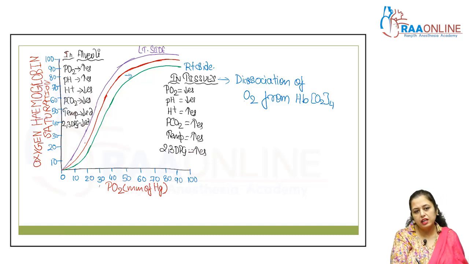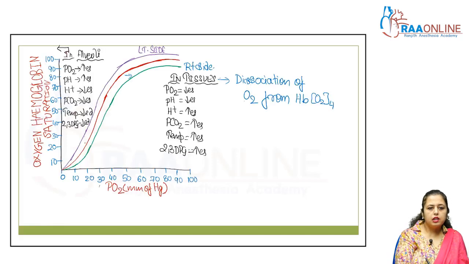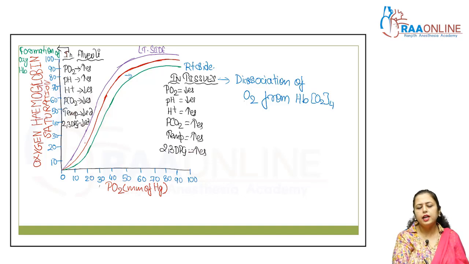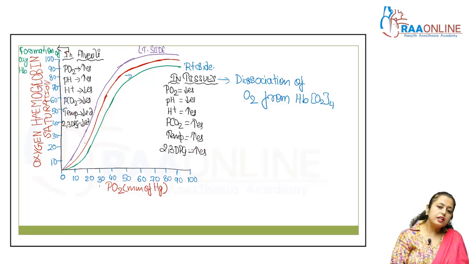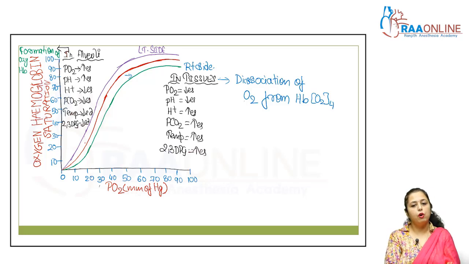So in that case, in alveoli, that is the favorable condition for the formation of oxyhemoglobin, right? Here the oxygen combines with the hemoglobin. Here is the formation of oxyhemoglobin. In NCERT it is mentioned that in alveoli, when the partial pressure of oxygen increases, pH increases, H ion decreases, partial pressure of carbon dioxide decreases, temperature and 2,3-DPG decrease, then this is the most favorable condition for the formation of oxyhemoglobin.